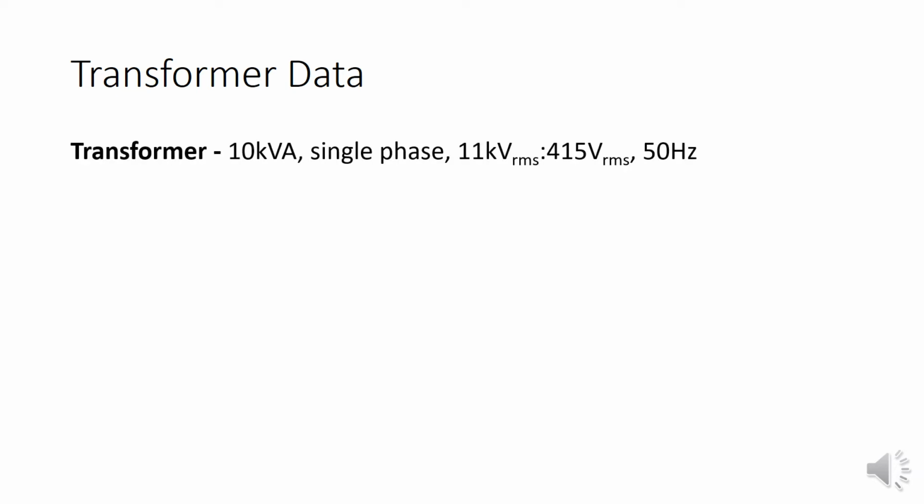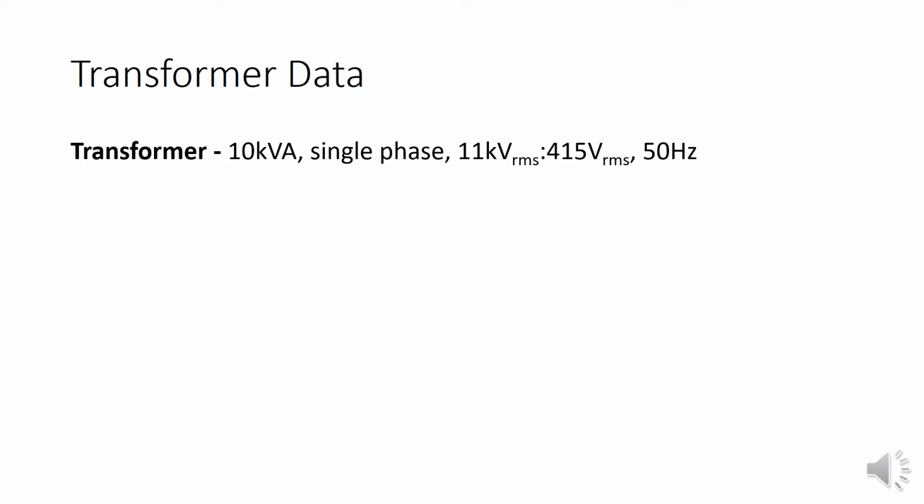You were given the transformer data at the beginning of the lab, right? This is about the transformer. The transformer is given as 10 kVA, which means the rated apparent power S is equal to 10 kVA, and it is single phase, so the transformer will have only one phase. It is 11 kilovolt RMS to 415 volt RMS, working at 50 Hz. The 11 kilovolt RMS and 415 volt RMS are given in order to calculate the turns ratio.